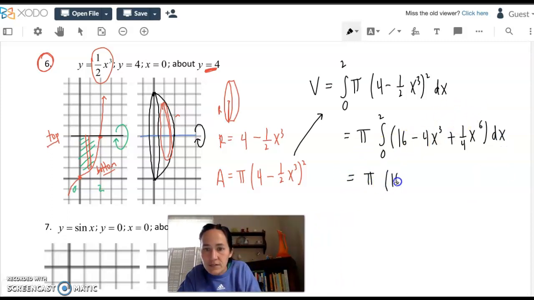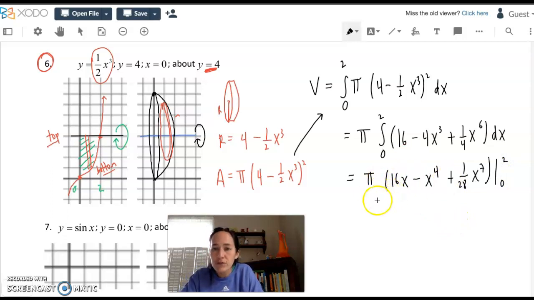Integral of 16, so 16x. Integral of minus 4x to the third, it'll be 4 over 4, so just x to the 4th. And then you had a 1/4, it's going to be joined by a 1/7. You'll also divide by 7 as you take x up to the 7th power. So 1 over 4 times 7, 1 over 28. Evaluated from 0 to 2.